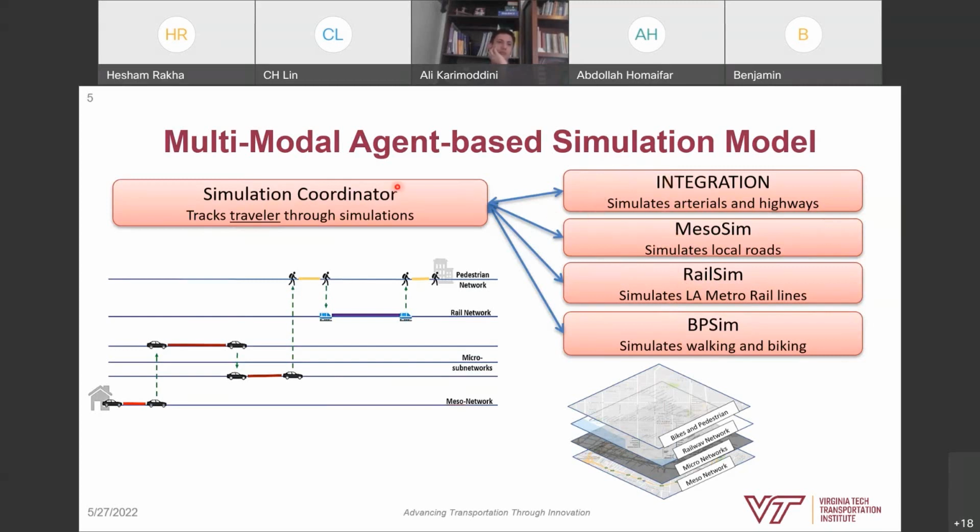The flow of information was through this simulation coordinator, because the simulation coordinator is tracking the person. So Benjamin is first driving a car. Benjamin is either in the mesoscopic or the microscopic simulation software that's tracking his car. Once Benjamin parks his car and gets onto the subway system, then Benjamin is in the train, so I have to track Benjamin now in the train. When Benjamin gets off the train, let's say he takes a bicycle, then I'm tracking Benjamin on the bicycle. And so this simulation coordinator is tracking Benjamin across these different modes of transportation. Okay.